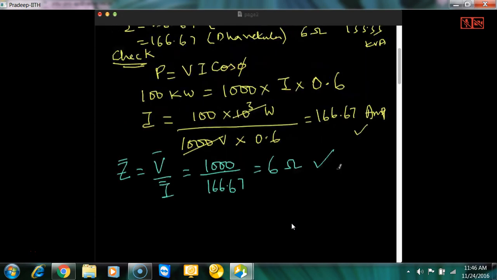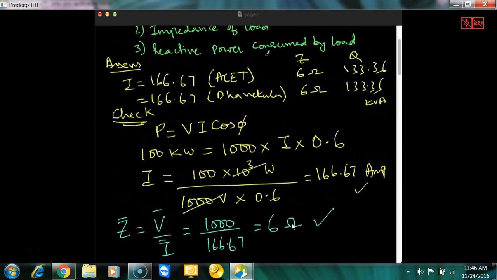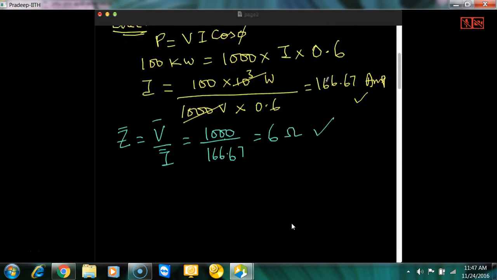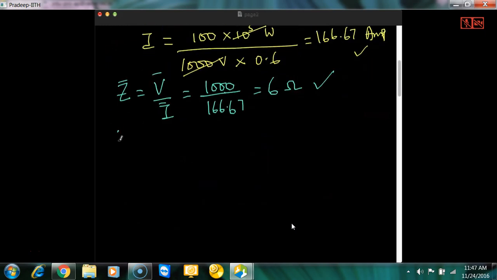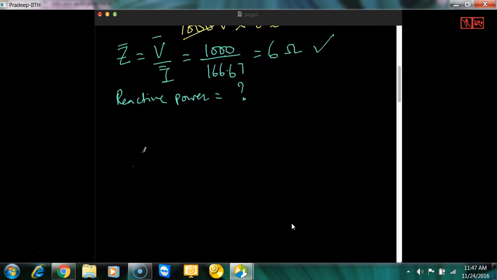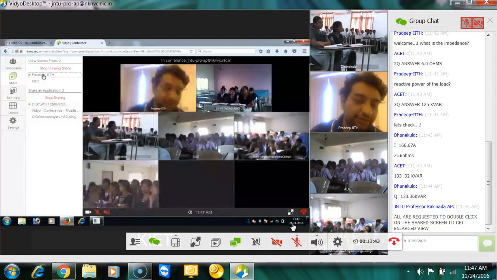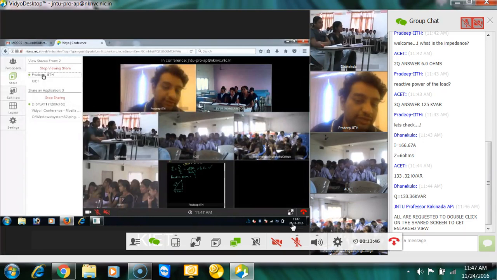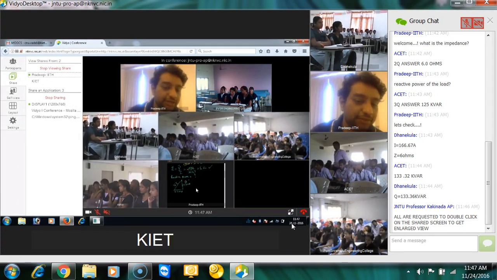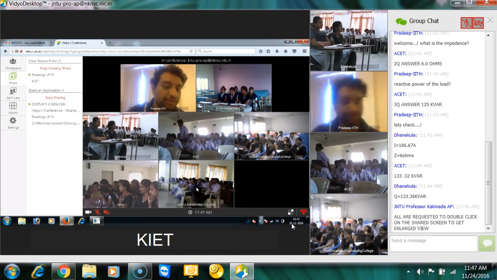So what is the next part of the question? Reactive power consumed by the load. So how to get the reactive power? You might remember there's a power triangle. So this is V into I, this is V into I cos phi, and this is V into I sin phi. So this is reactive power Q, this is active power P, and this is the apparent power.